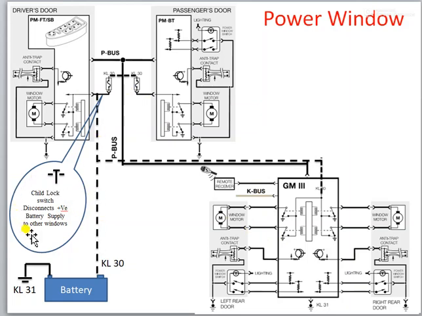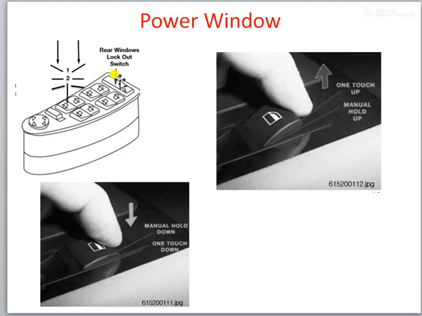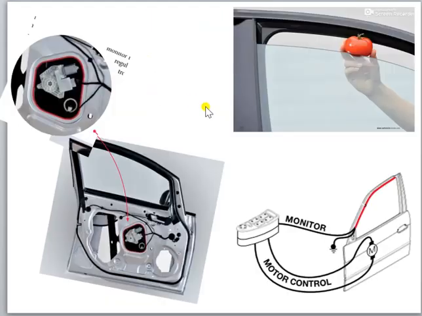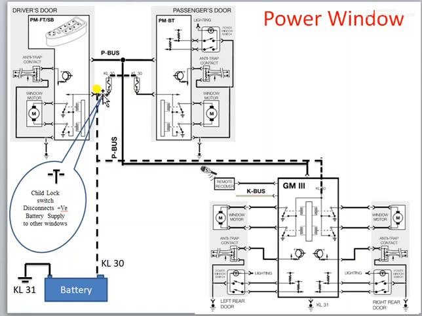This is a child lock switch which is present here. Whenever the driver presses this big button, it directly removes the positive connection to this console and this console. Here is the motor, you can see the motor having buttons. We are discussing the motor of the front door, the driver side door only. So this is the button we have.